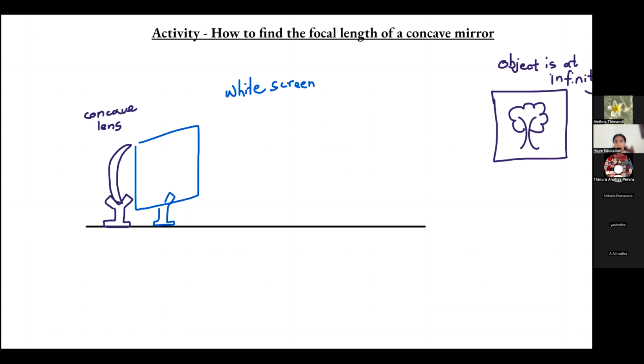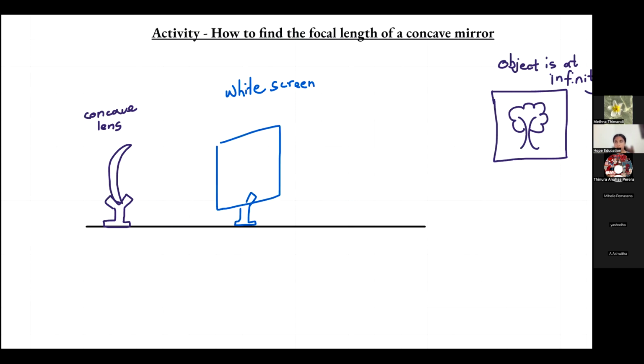When I move the screen, at a place like this I can see a very rough image of the tree, upside down, because it's an inverted image, you know.